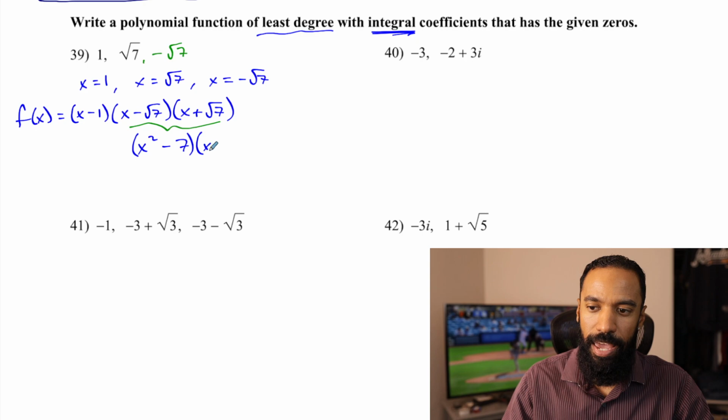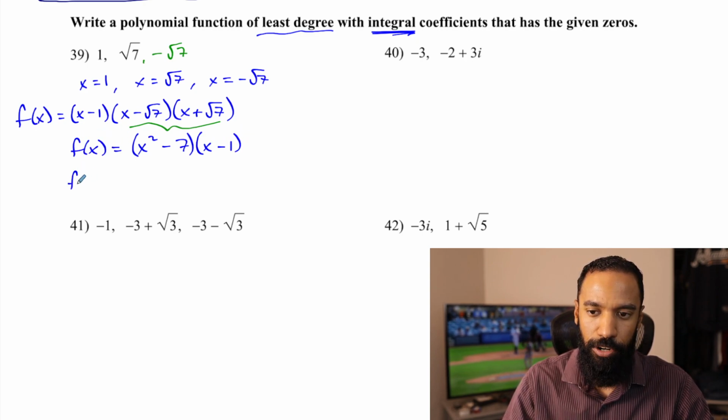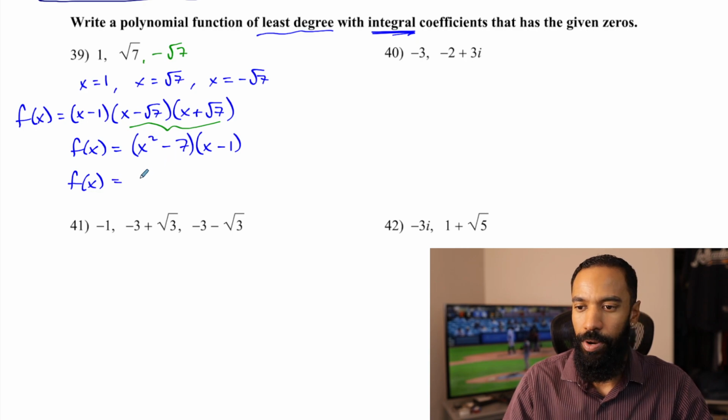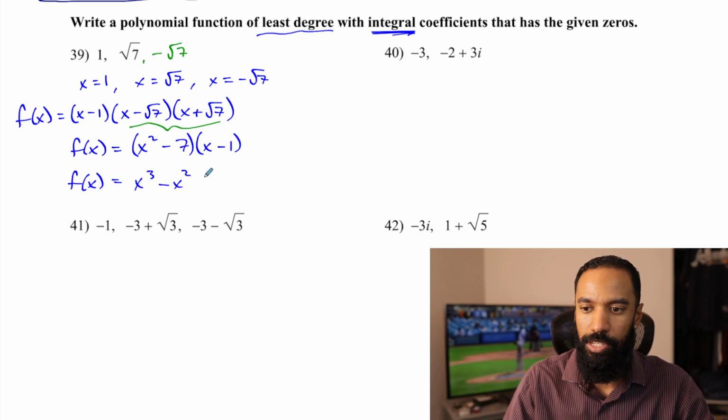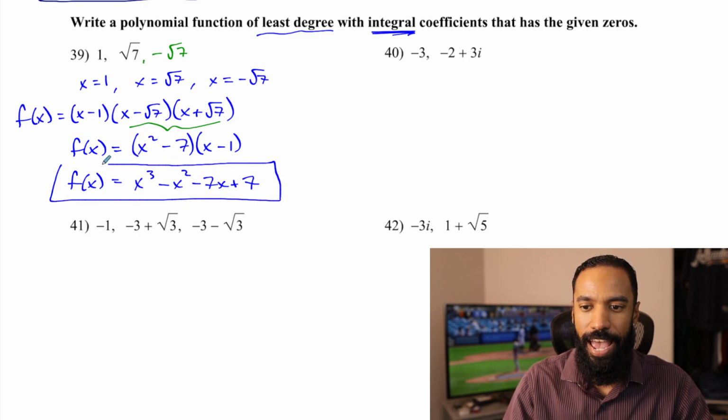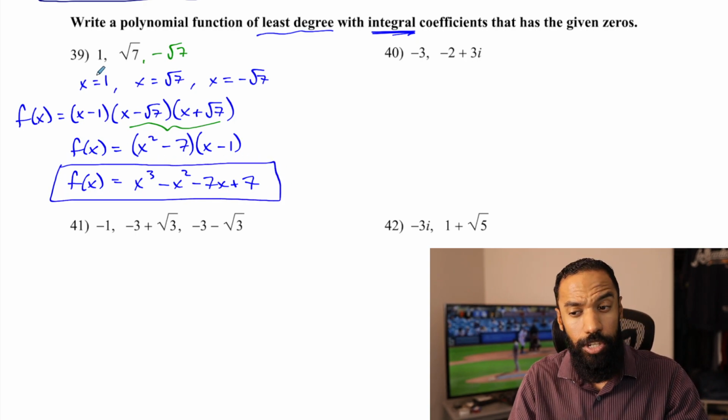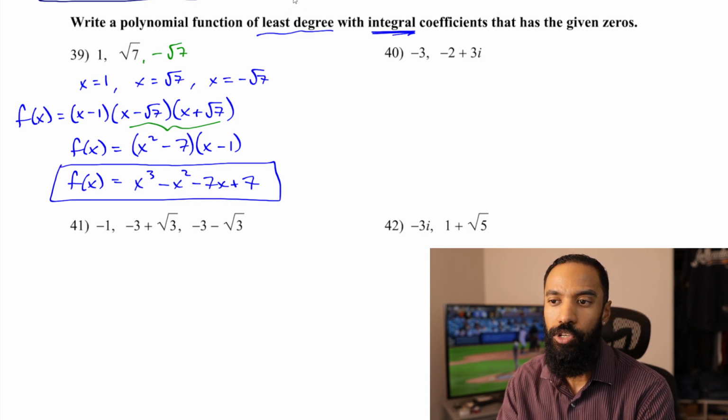And I'm going to multiply that by x minus 1. My OCD is kicking in. I want to write the x squared first, plus I need to get in standard form. So let's now FOIL the rest here. I get x cubed minus x squared minus 7x plus 7. And there is an answer there. It is least degree.